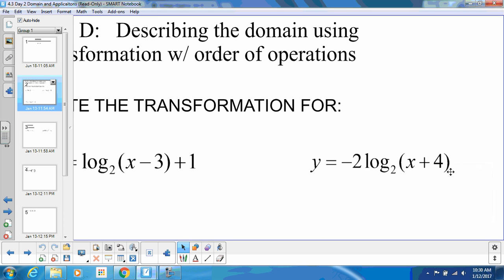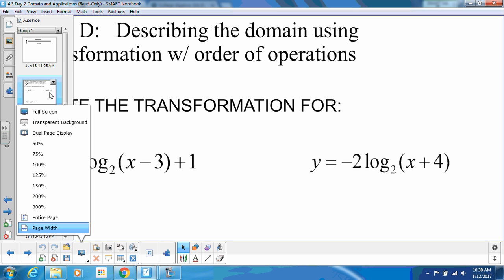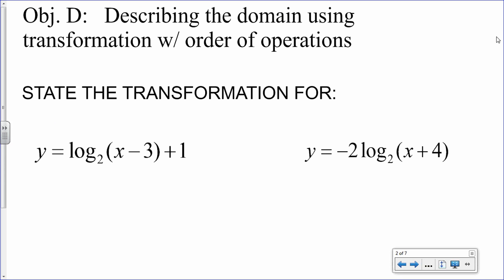We're going to finish 4.3 today. So this is from 4.3. We're going to talk about domain in just a little bit, but right now we're just going to state the transformations. So not graphing, just stating the transformations.